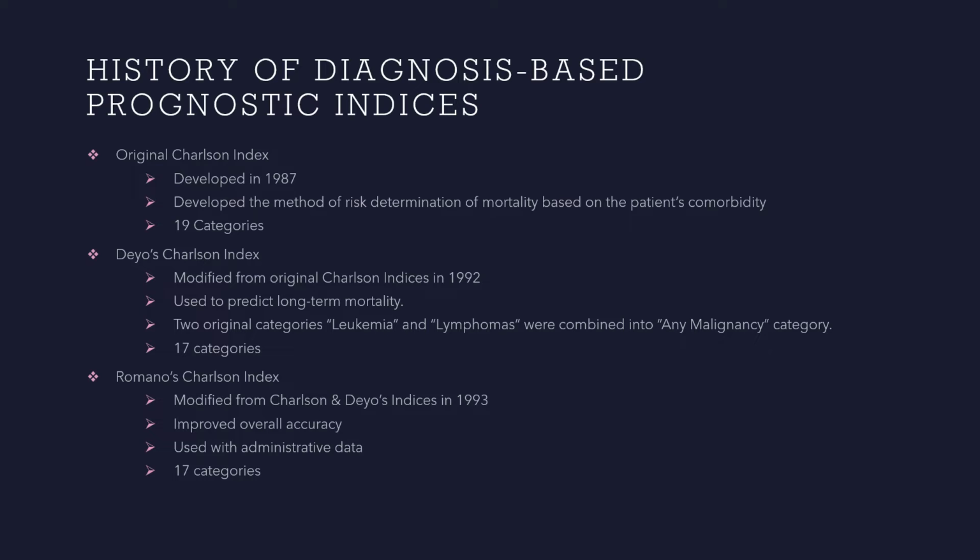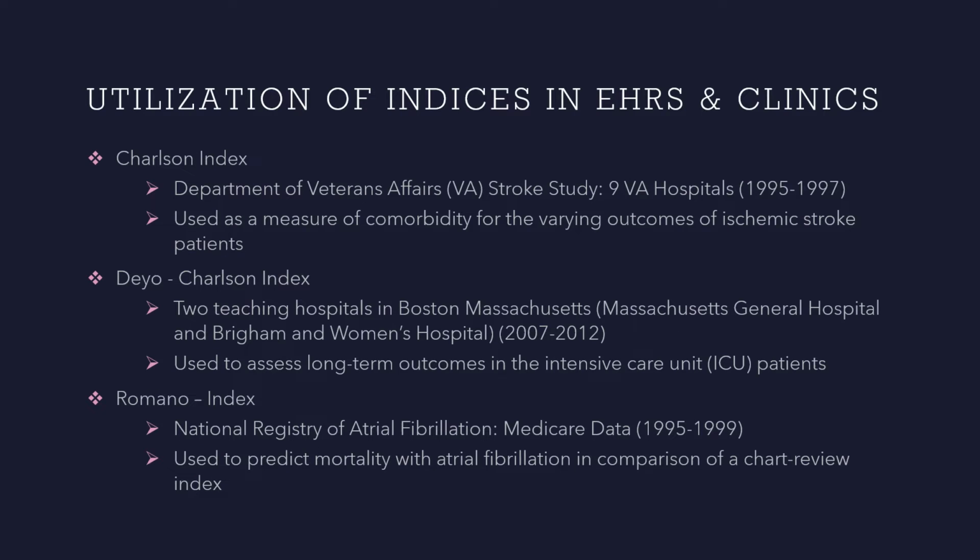Romano's Charlson Index. Modified from Charlson and Dale's indices in 1993, it provided more accuracy by indicating the assignment of ICD-9-CM codes to the Charlson Comorbidity Index was not straightforward. This led to the development of calculating based on the type of data and its availability. This was used with administrative data, and this also had 17 categories.